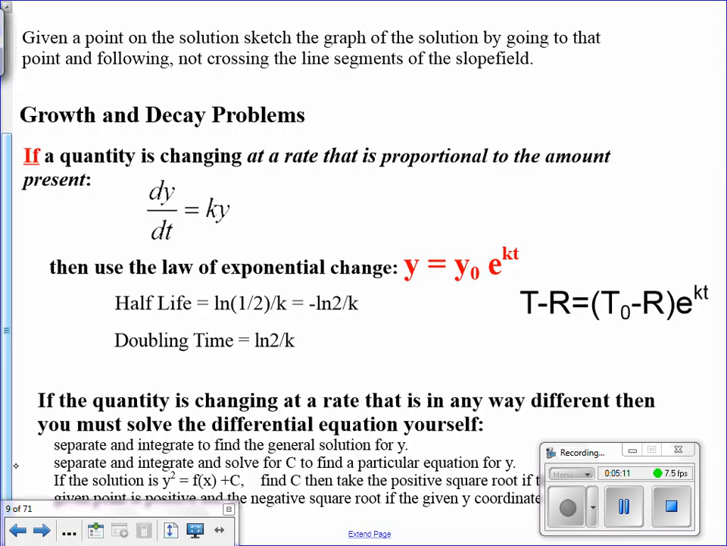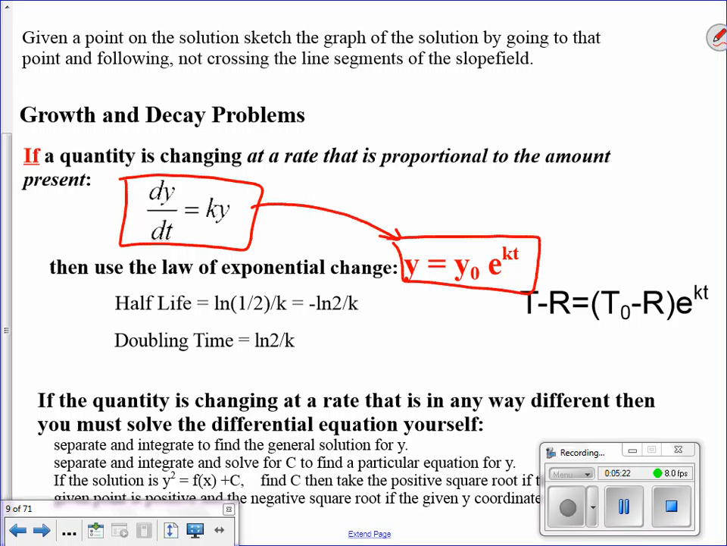With growth and decay problems, we just talked about this, there's this special differential equation. If you have it, you are allowed to use this solution, y equals y0 e to the kt. Yes, you can separate and integrate and just realize that at t equals 0, y equals y sub 0. So if you plug in 0 for t and y sub 0 for y, you'll get this. Yeah, in fact, that's how we got it.